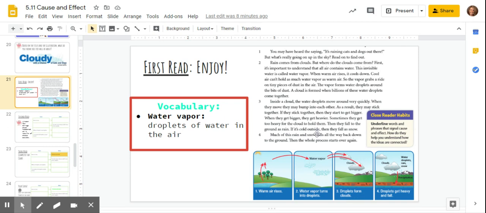If it's cold outside, then they fall as snow. Much of this rain and snow falls all the way back down to the ground. Then the whole process starts over again. Our diagram, step 1 says warm air rises. Step 2, water vapor turns into droplets. Step 3, droplets form clouds. Step 4, droplets get heavy and fall.